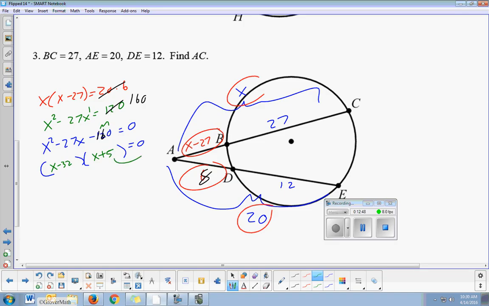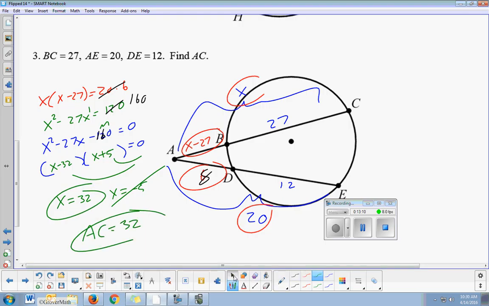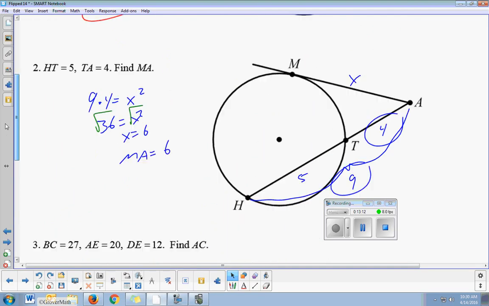One at a time, they're set equal to 0, and you get x equals 32 when you solve, and x equals negative 5. And the negative 5 is going to get rejected here, just because this whole length can't be negative. Now, negatives don't always get rejected, but in this case it will. So x here is 32, which means AC equals 32. All right, sorry about that error. That cost a couple of minutes, and we'll practice more of this in class.